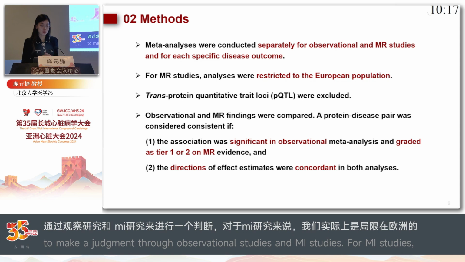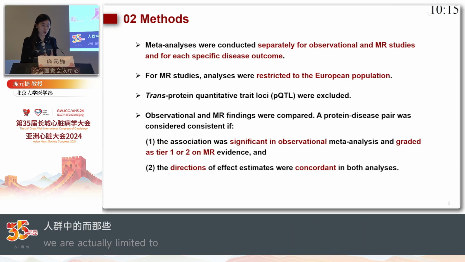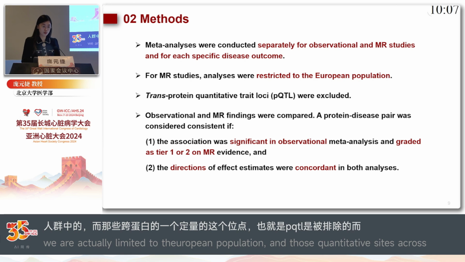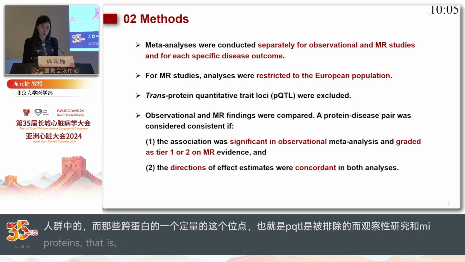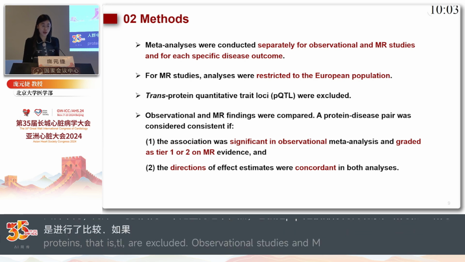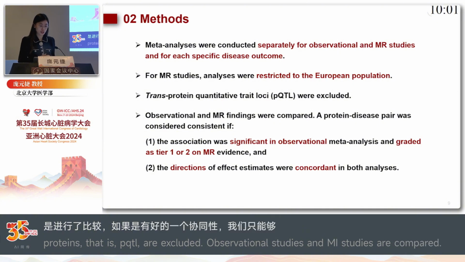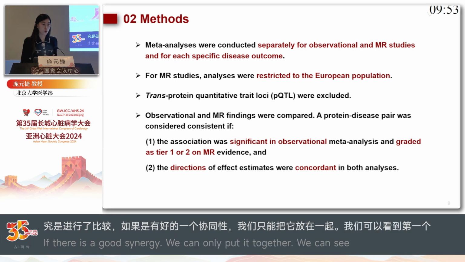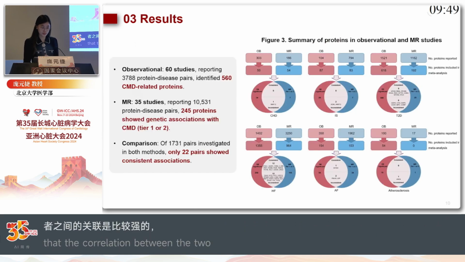So we're looking for consistent proteins, and a protein and disease pair was considered consistent if 2 criteria were met together. The first one is the association was significant in observational and genetic study and should be graded as tier 1 or tier 2 protein. And the second one is the directions of effect estimates were concordant in both the observational and Mendelian randomization studies.